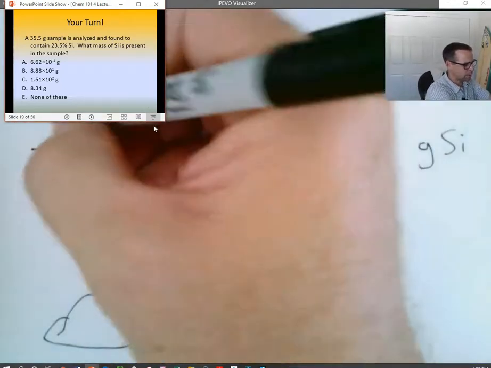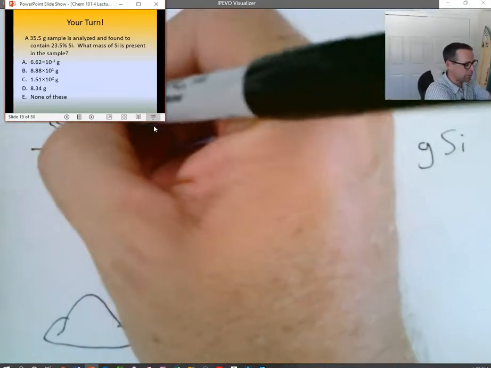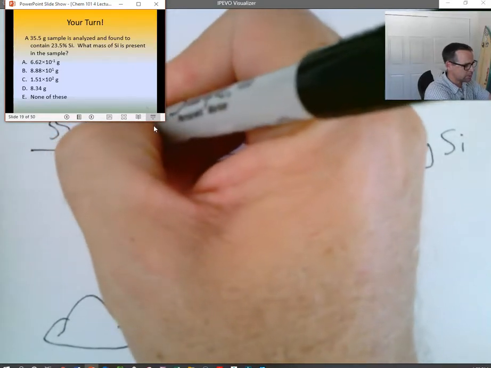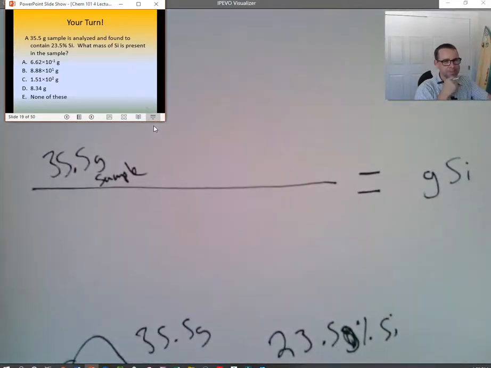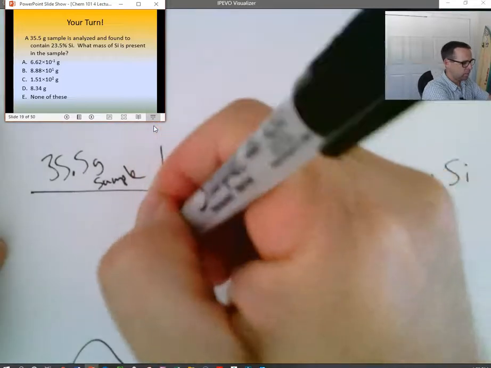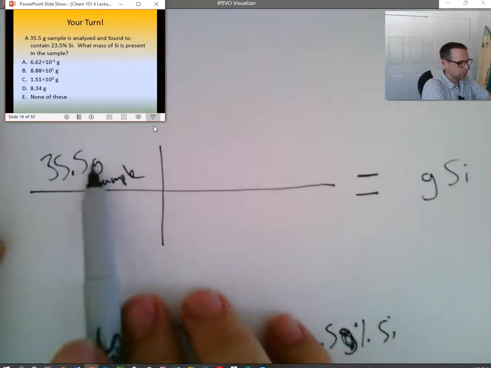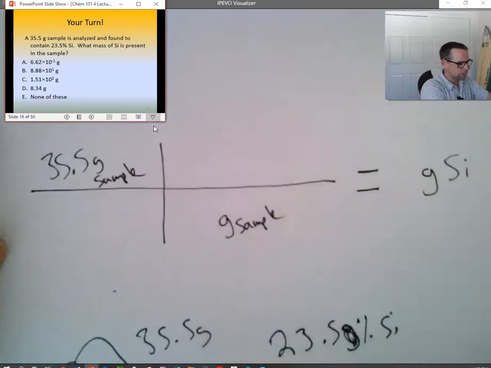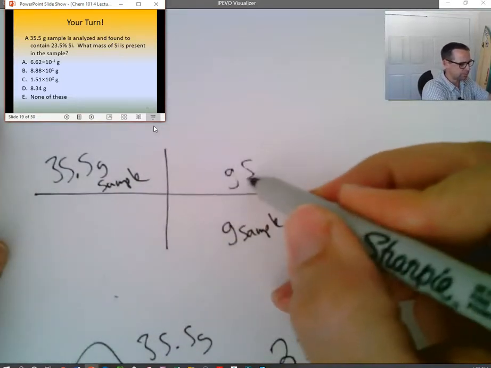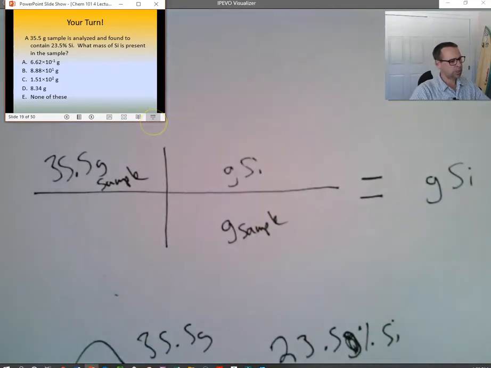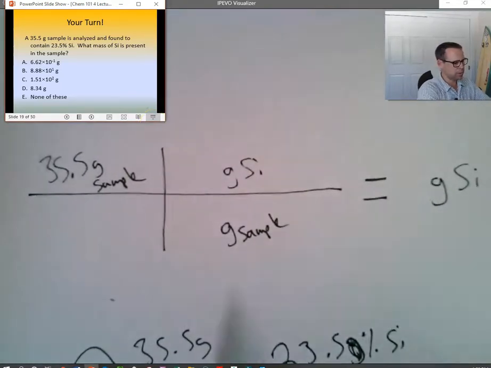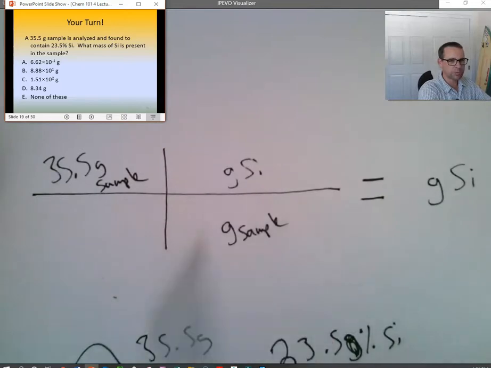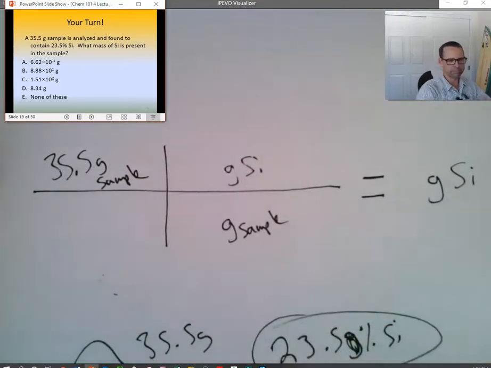And we have a total mass of 35.5 grams of sample. All right. And now we need to relate grams of sample to grams of silicon. Any ideas? How can we relate grams of sample to grams of silicon? What does this 23.5% mean?